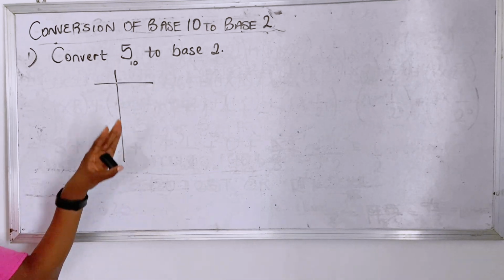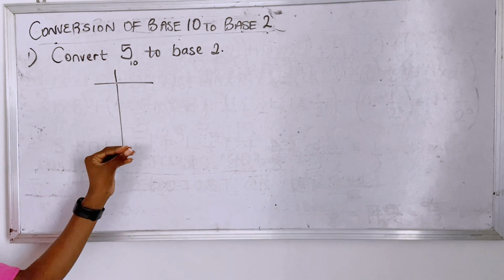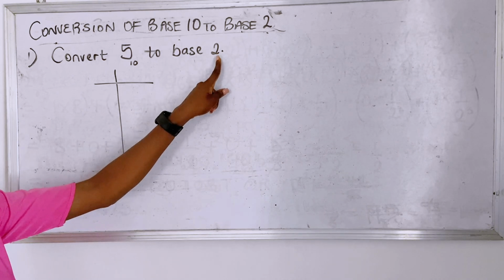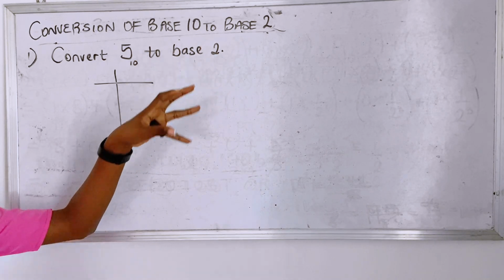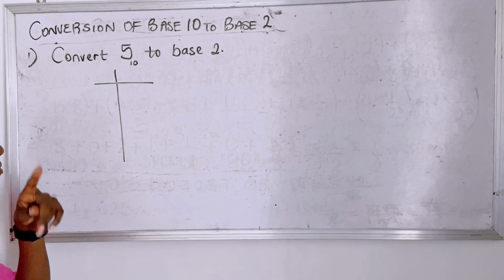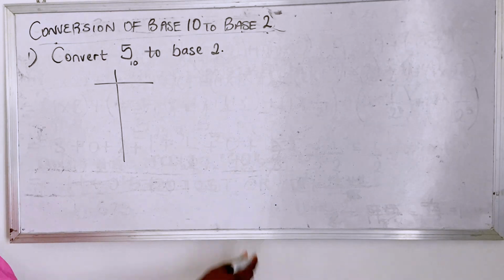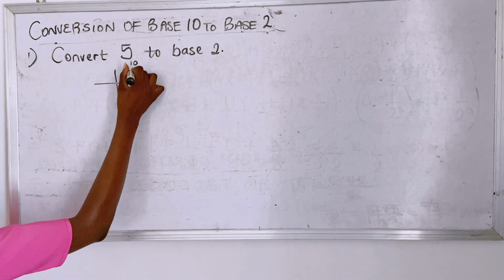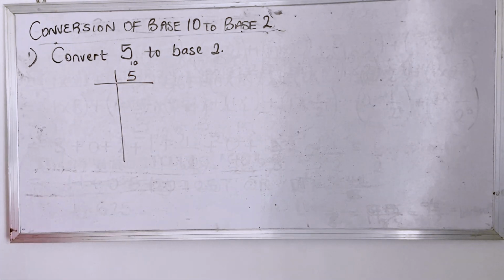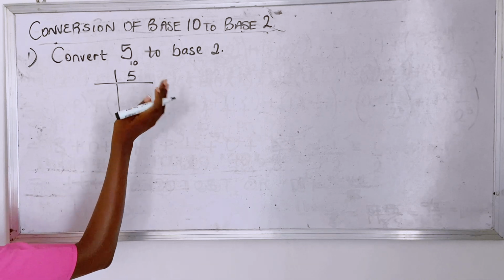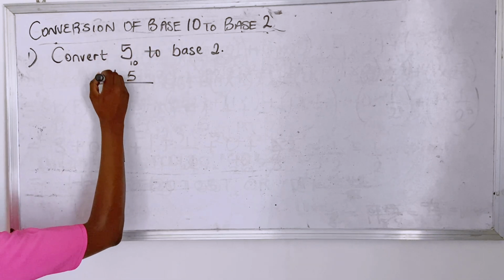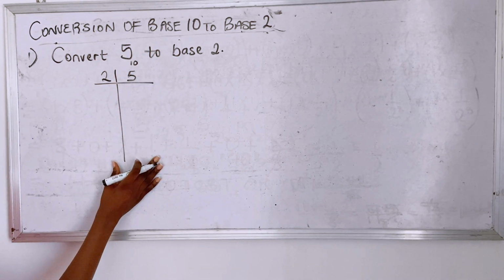Now you see that it's giving us a division vibe, as compared to when we converted base 2 to base 10, which gave us a multiplication vibe. If you saw our previous video, you'll get what I mean, but let's move on. So you have something like this, and you're asked to convert to base 2. We want to divide through by 2.